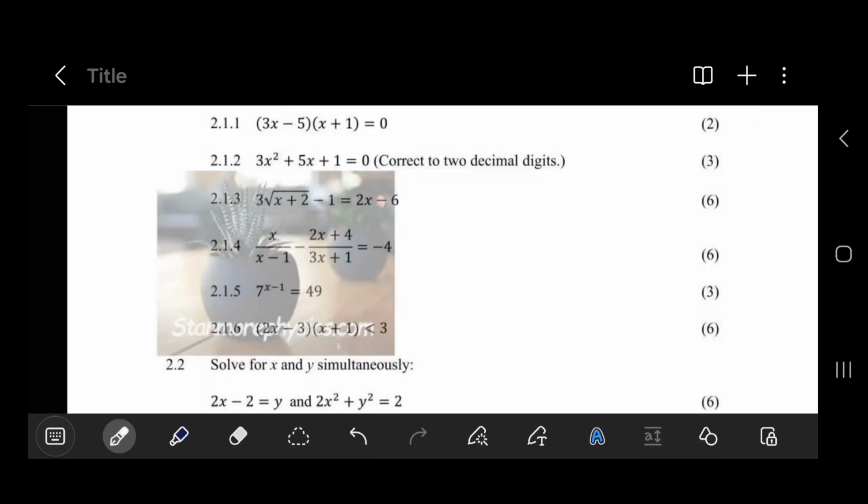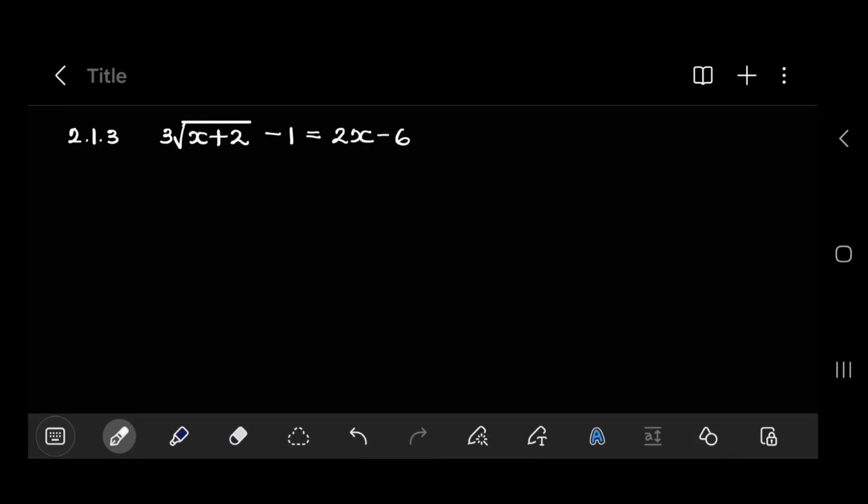Now for 2.1.3, we've got 3 square root x plus 2 minus 1 is equal to 2x minus 6. Remember that when you're solving for x and you have the surd kind of question, your aim is to isolate the surd. So the term that has the surd needs to be alone on the left-hand side. Okay, so to do that, let's take that minus 1 over to the right. When it goes over, it is going to add, so we have minus 6 plus 1, which is minus 5.